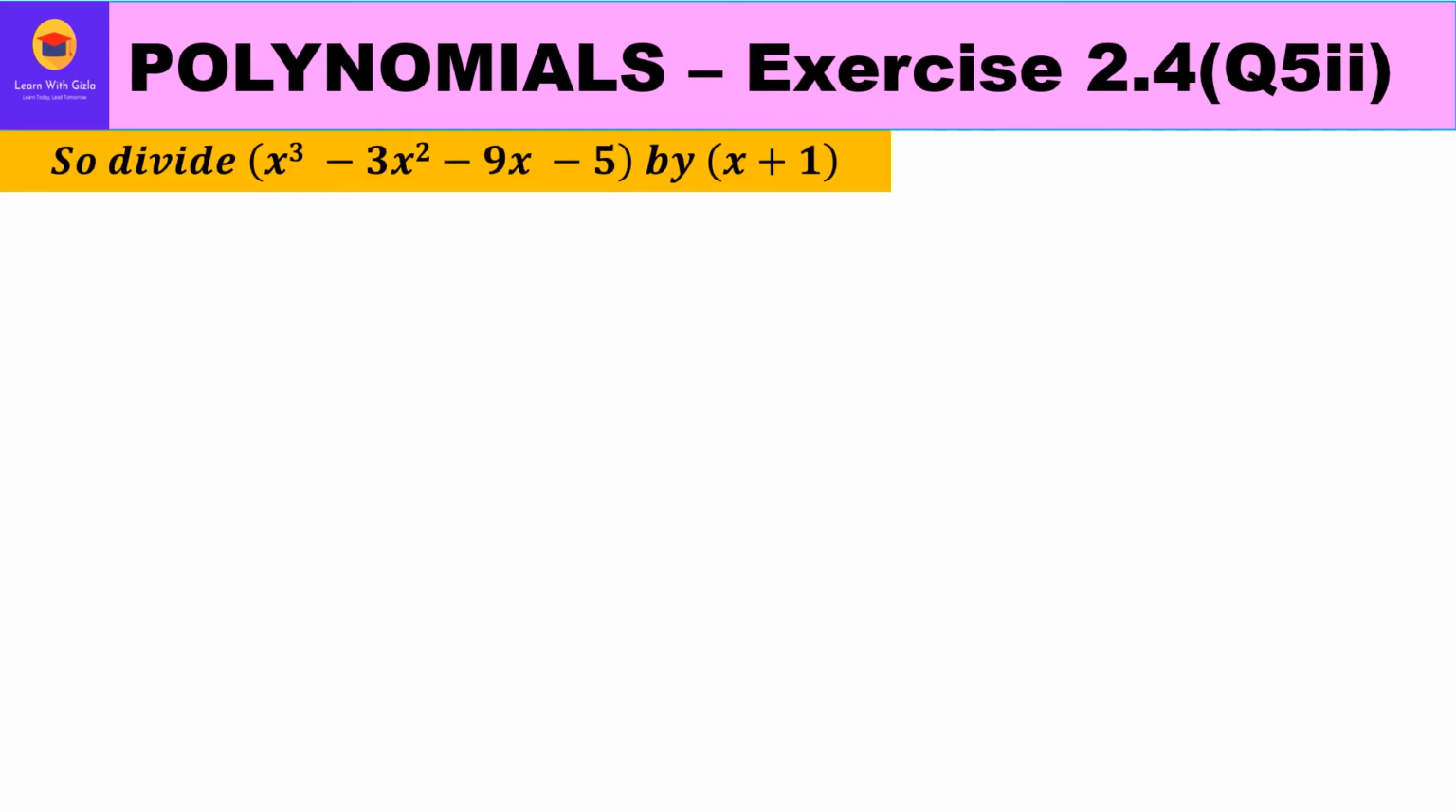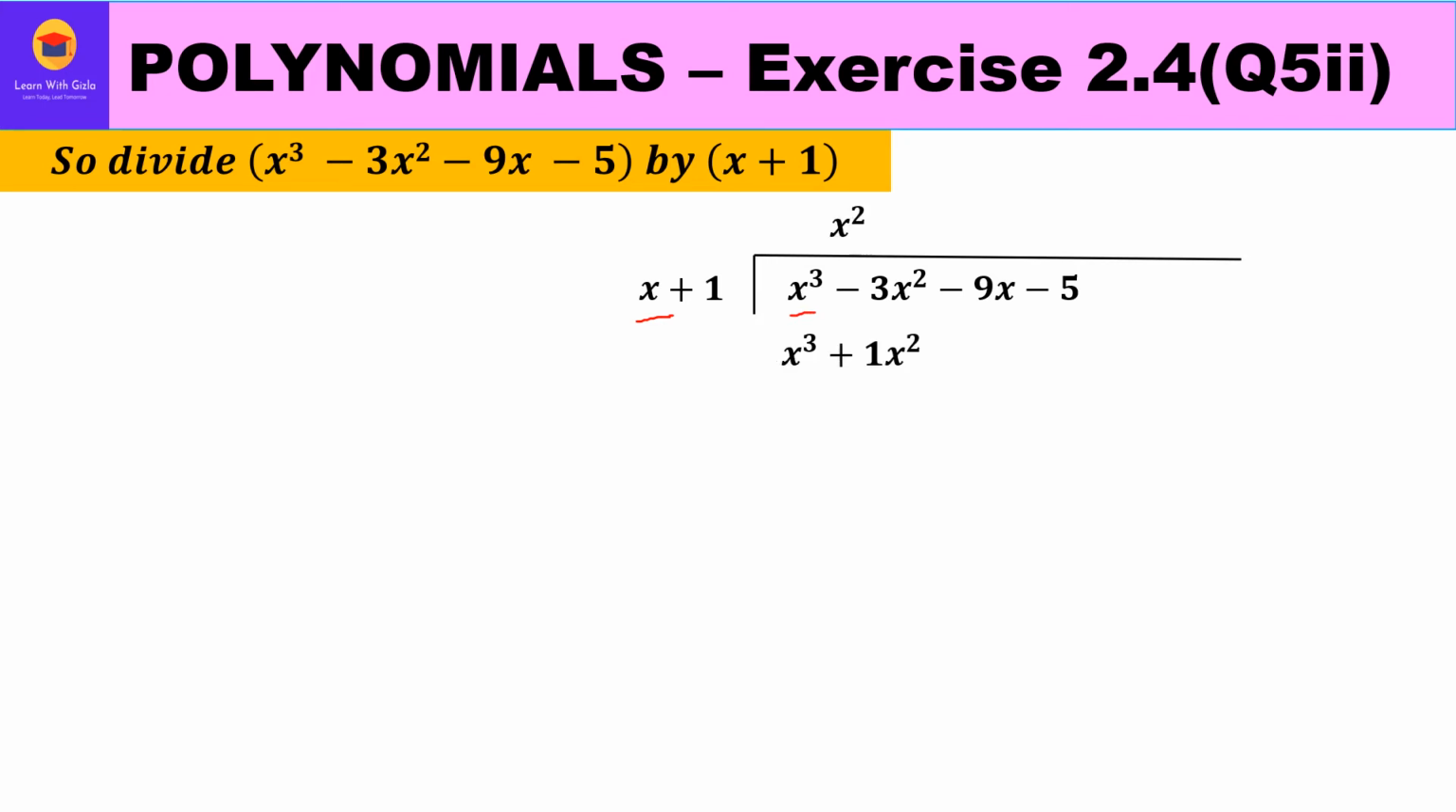Now let us start with the long division process. The dividend we shall write inside and the divisor outside. Now we have to think of a number that should be multiplied by x to get x cube. So again we can say it is x square. Multiply by x square, you will get the product x cube plus 1 x square. Change the signs, they will cancel. Now minus 3x square and minus x square will give you minus 4x square. Bring down minus 9x, right?